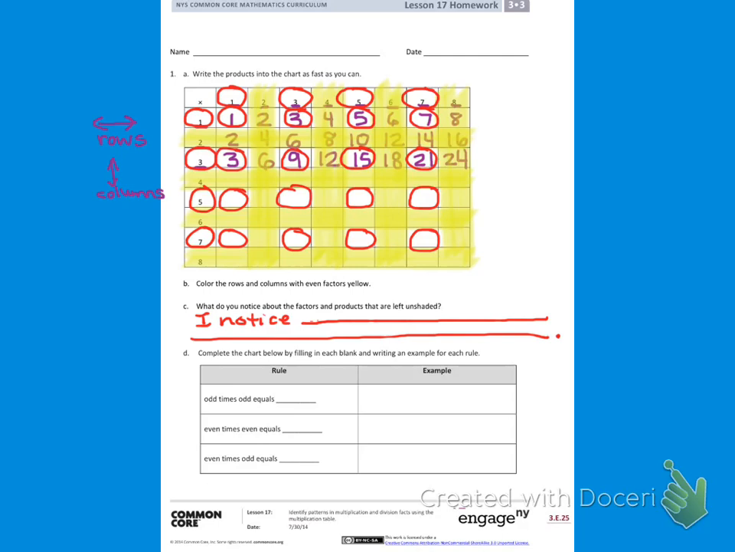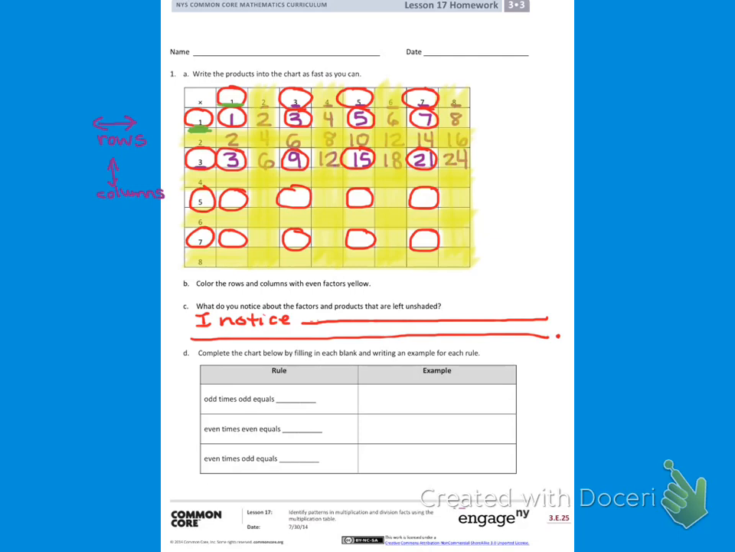Now let's look at item D. It says complete the chart below by filling in each blank and writing an example for each rule. The first rule says odd times odd equals blank. Let's go ahead and look at an odd number times an odd number. Okay, 1 is odd, so let's look at 1 times 1. 1 times 1 is 1, and that makes another odd number.